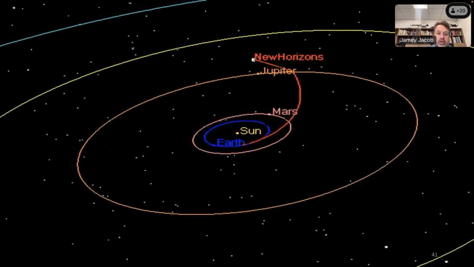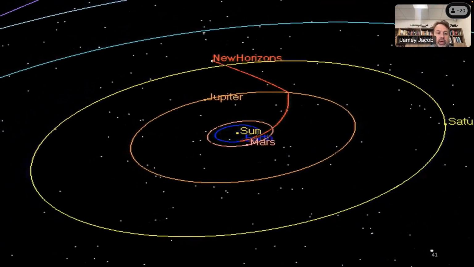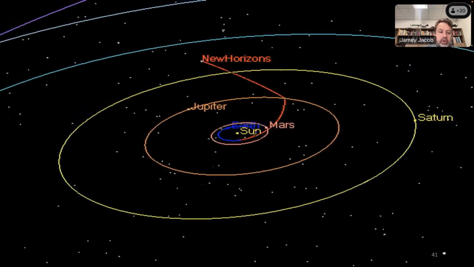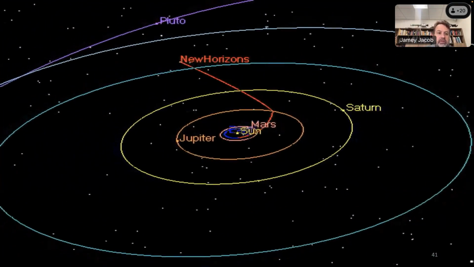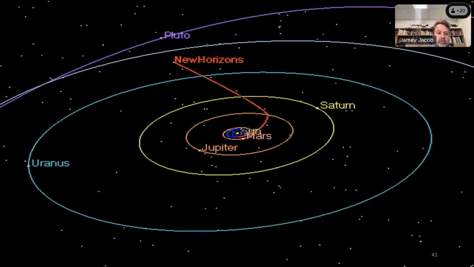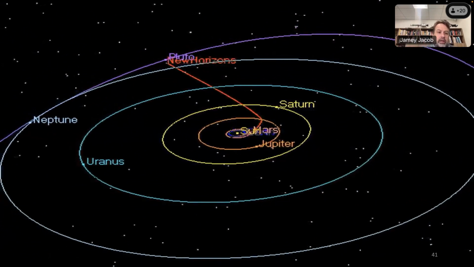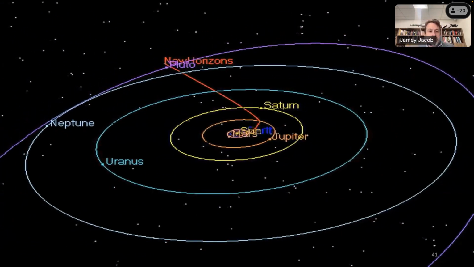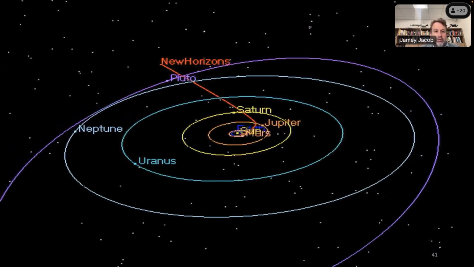Now, what you'll notice here, it uses Jupiter for a gravity assist maneuver, and we do that primarily to reduce the total mass of the spacecraft by saving fuel. And that last maneuver then allowed us to intercept Pluto. And of course, it went on and looked at some Kuiper Belt objects as well, out there taking great data.